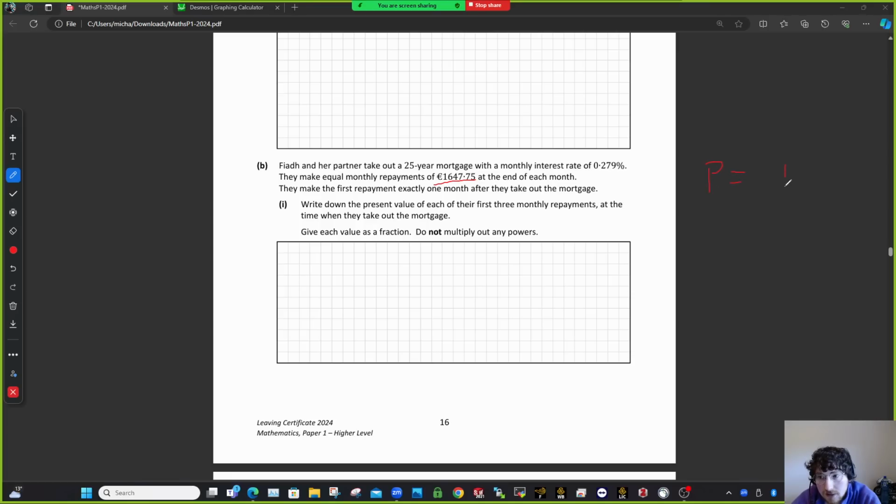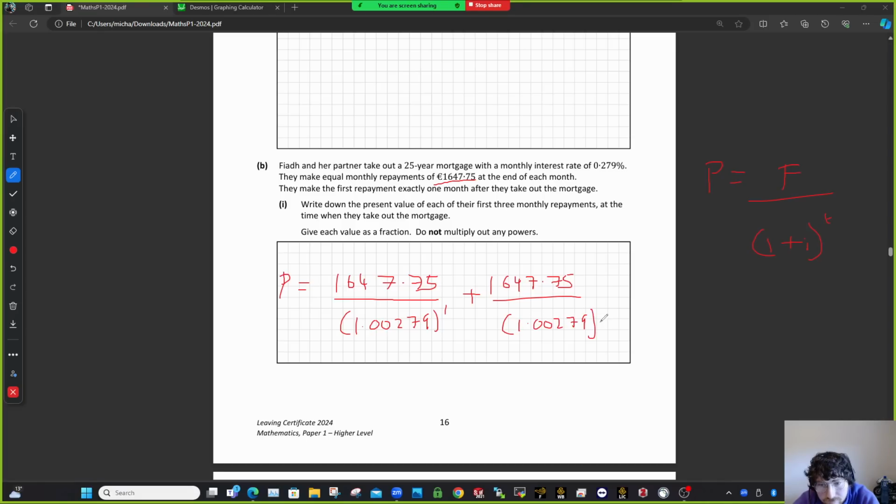And present values look like this, with their future value over the 1 plus i to the t. So the present value for all of these, the first one, this first future value, brought back to the present by 1 month looks like this, 1.00279 to the 1. The next future value, which occurs 2 months in the future, brought back to the present day, looks like this, 1.00279 power 2, and then the last one like this. So it said the first 3, didn't it? Yeah. Okay, easy-ish marks, if you know your stuff.